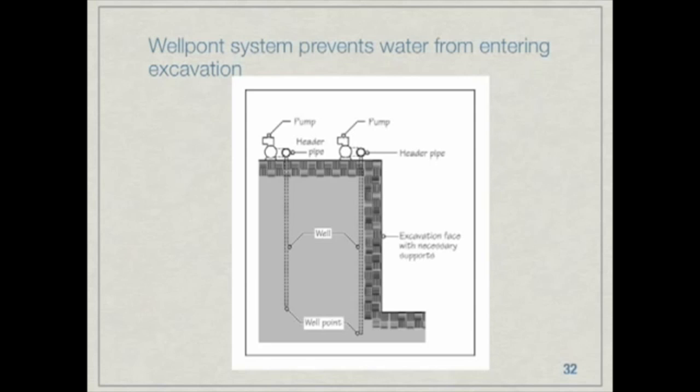The well point reaches well below the floor of the excavation, and they're connected to a large diameter horizontal pipe, which is known as a header. The header pipe is connected to a vacuum-assisted centrifugal pump that sucks the water out and discharges it to an appropriate location. Now in the next slide, you're going to see what happens when you don't have a good dewatering system. So go ahead and take a look.